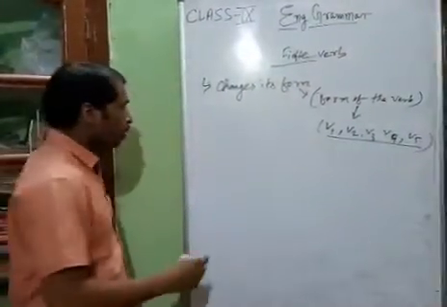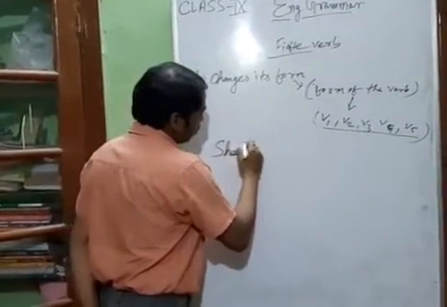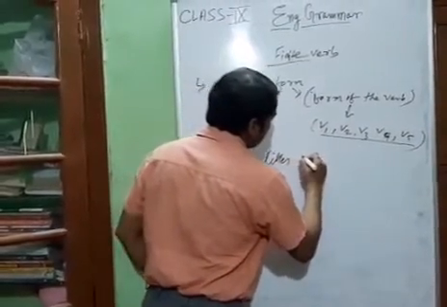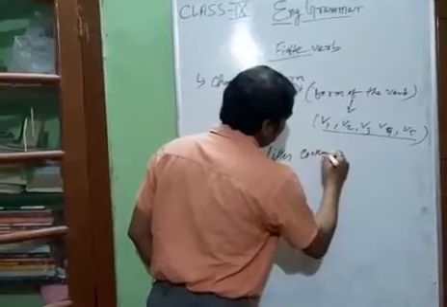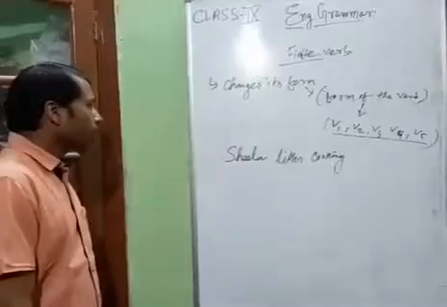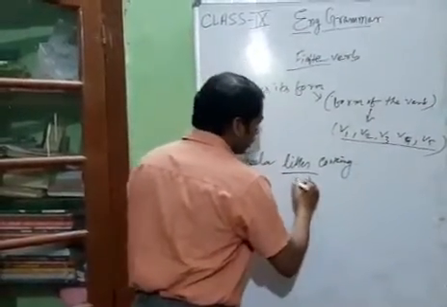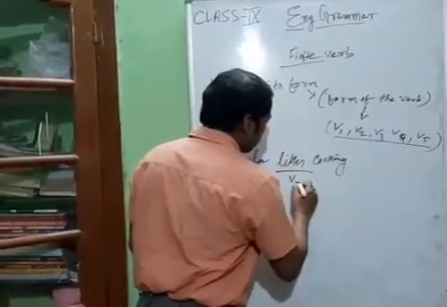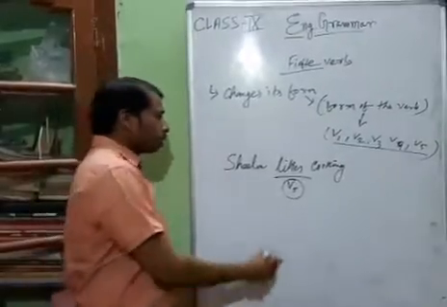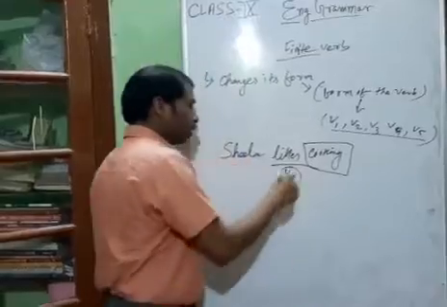Let's see one example. Sheila likes cooking. See this example. Sheila likes cooking. Here, Sheila is the subject, likes is the main verb. Here it is V5. And cooking is the object here.